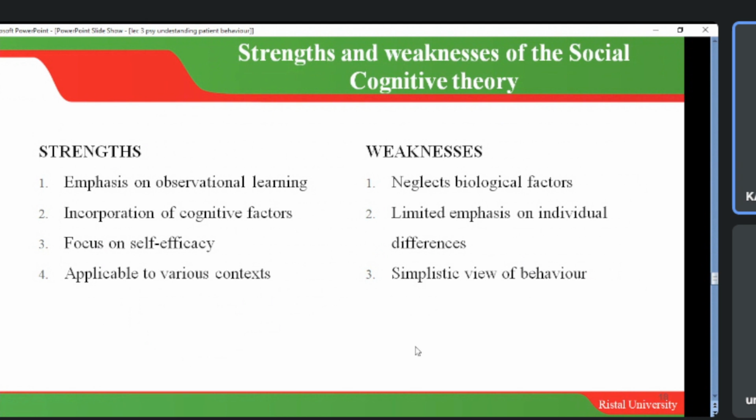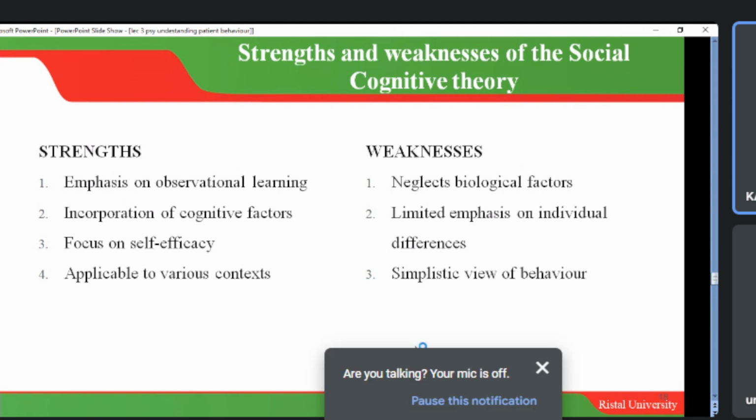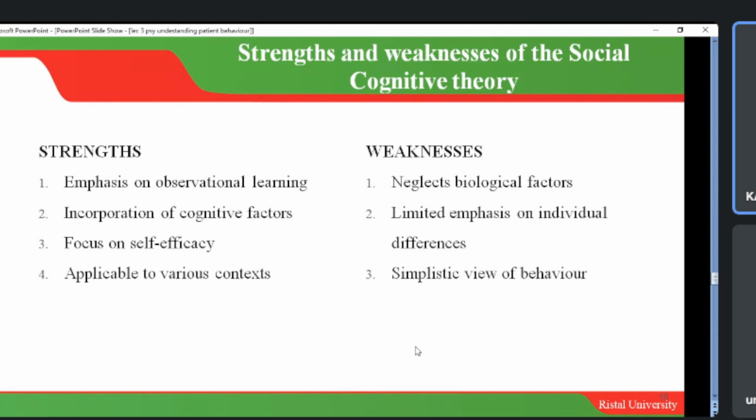Then it has a limited emphasis on individual differences. It doesn't emphasize it. This theory, the person who made this theory, believes that people are the same. Me, I will look at someone and learn from them. It also believes that you who are listening or attending this lecture can also look at someone and learn the same behavior that I learned from that very someone. Yet that is not true. We have individual differences. Then it also has a simplistic view of behavior, just like the health belief model.